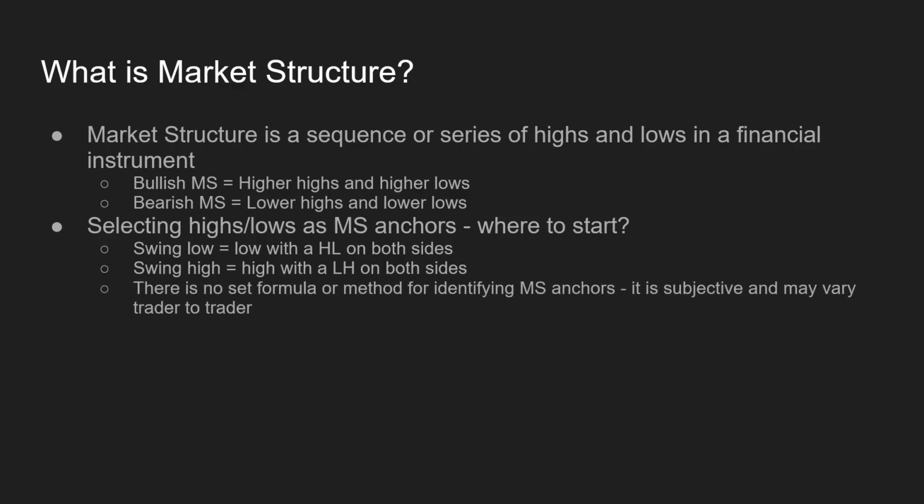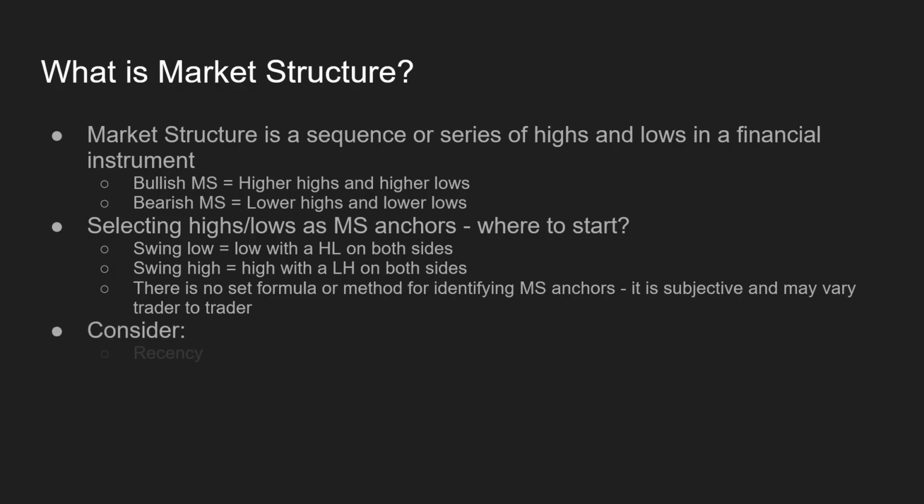Now, within market structure anchors, starting points for identifying the market structure, there is no set formula or method for identifying market structure anchors. It's subjective. It may vary from trader to trader, maybe from different assets. Different asset classes may consider different anchors differently. Maybe different styles of traders may view market structure anchors differently. But the main idea of understanding, hey, this is a significant low point or a significant high point in the market is the first step in identifying the market structure, and if there is a shift in that structure or some sort of continuation in the direction.